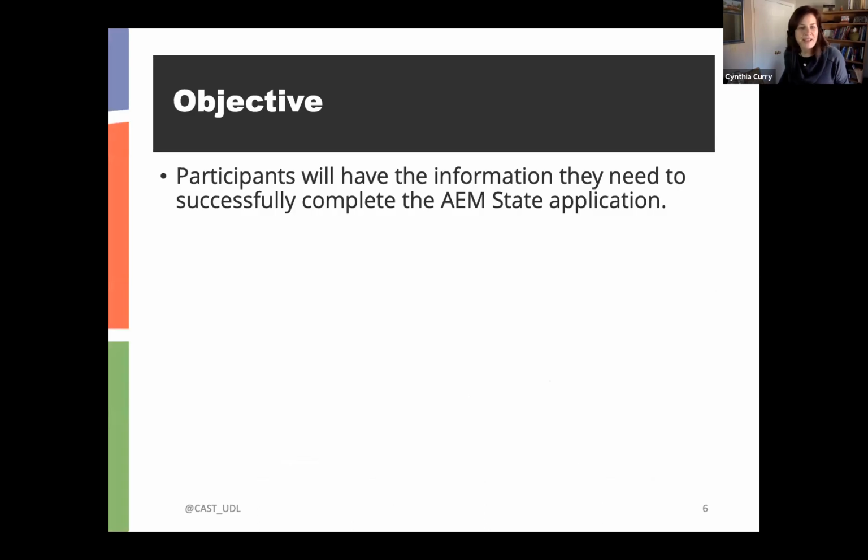So the objective today is to make sure that all of you have the information that you need to successfully complete the AEM State application. That's the whole purpose that we're here. We're going to give you a tour of our website where you will find the information that you need, the benefits, the responsibilities, and the criteria by which we'll be selecting the next cohort of AEM states. And we'll also be walking you through the application itself, really encouraging you to ask as many questions as you want, both during the presentation as well as after. We'll have time for Q&A at the end, and we also have a survey at the end of the webinar as well.